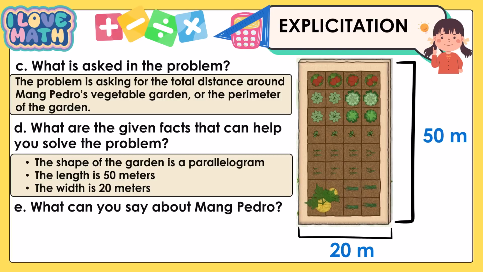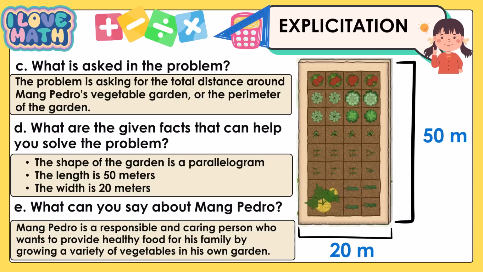E. What can you say about Mang Pedro? The answer. Mang Pedro is a responsible and caring person who wants to provide healthy food for his family by growing a variety of vegetables in his own garden.